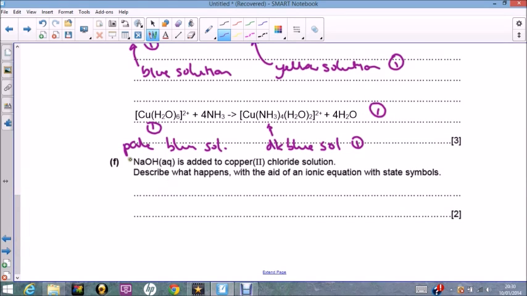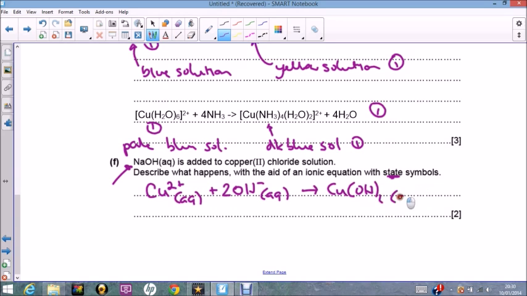In part F, we're adding sodium hydroxide to copper 2 chloride. You should recognise as soon as you see sodium hydroxide, this is a precipitation reaction. So we should have Cu2+, and it does say we need state symbols. So we've got Cu2+ aqueous plus OH-, and that makes copper hydroxide. So it will be 1 mark for the equation and 1 mark for the state symbols.